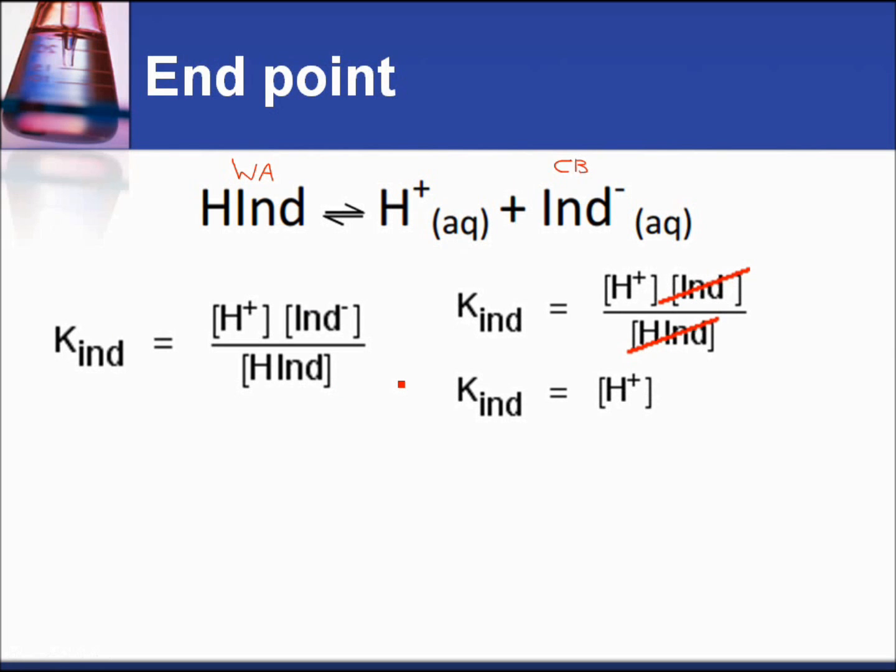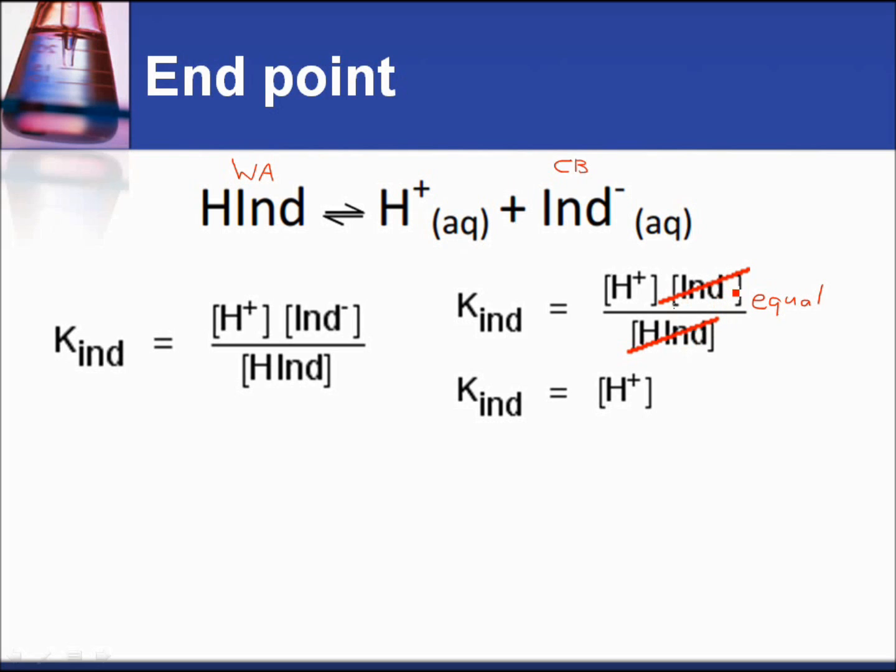Now, at the end point, when the indicator is in the middle of its color change, the amount of the conjugate base and the weak acid are equal. So we can cross those out, because if they're the same, the top and bottom, we can just cross them out.